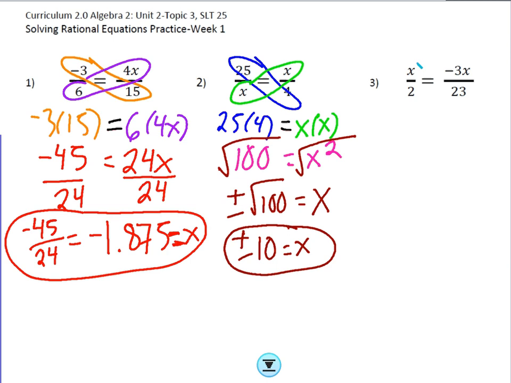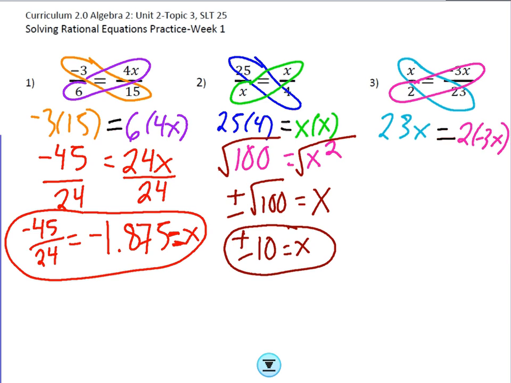Number 3, we've got x times 23, or 23x, equals 2 times negative 3x. So 23x equals, 2 times negative 3 is negative 6, negative 6x. Now this is similar to another problem that we did in our notes, where we've got x's on both sides. We did a couple of these actually, where we've got x's on both sides.